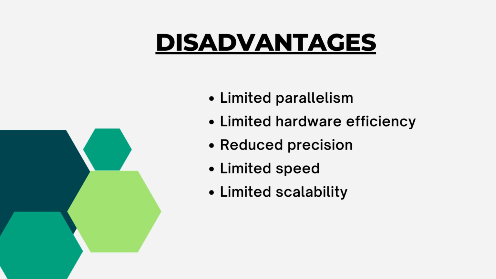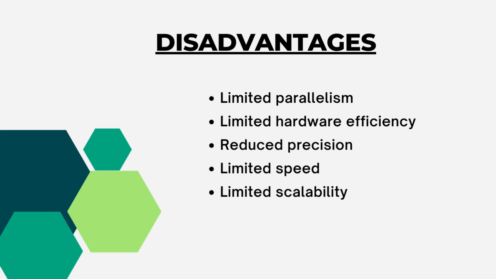Next is reduced precision. Here Booth's algorithm uses a signed digit representation for numbers, which reduces the precision compared to other multiplication techniques. This reduction in precision may lead to a loss of accuracy in the final result. Fourth one is limited speed. Although Booth's algorithm can provide faster multiplication for certain types of numbers, such as numbers with a large number of zeros in their binary representation, it may not always be the fastest algorithm. Other multiplication algorithms, such as Karatsuba multiplication or Fourier transform based methods, can outperform Booth's algorithm in certain scenarios.